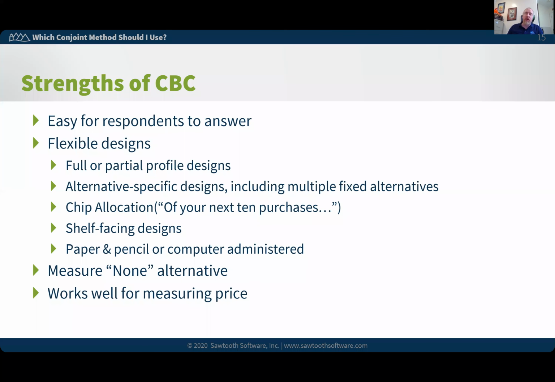And so it means that we can end up with very flexible designs. You can do these things full profile, where we're showing all the attributes. You can do a partial profile, where we're rotating in attributes. You can do alternative specific design.